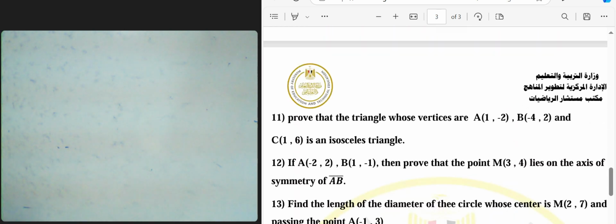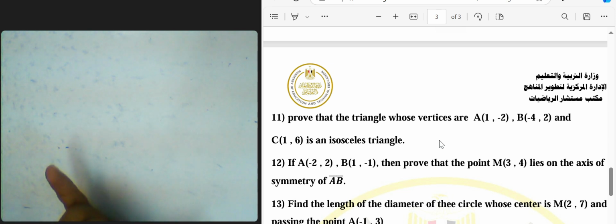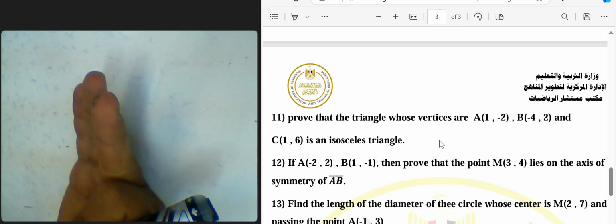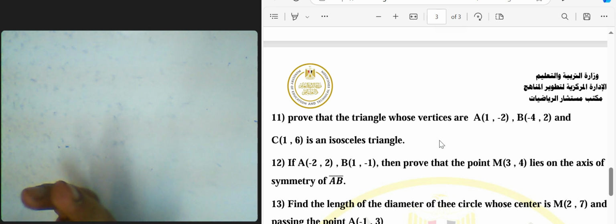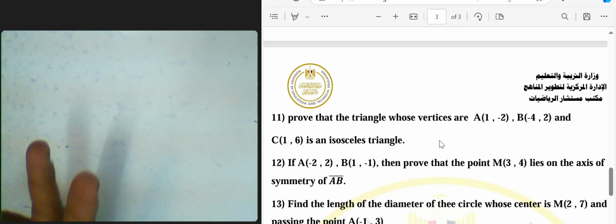Next question. Question number 11. Prove that the triangle whose vertices are A, B, and C is an isosceles triangle. Isosceles triangle means we have two sides equal. So you can find AB and BC and AC and then look at the three sides. We must find two sides equal in length.